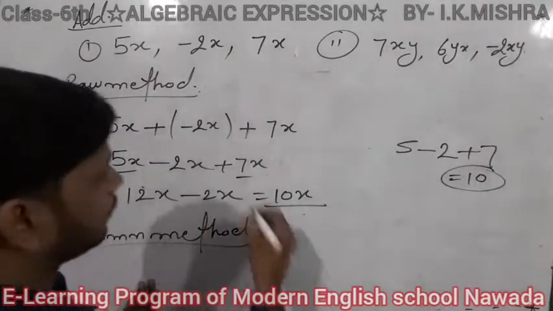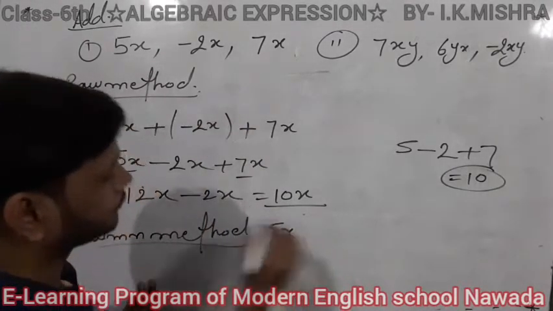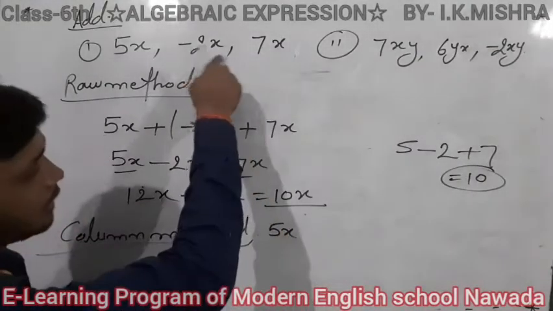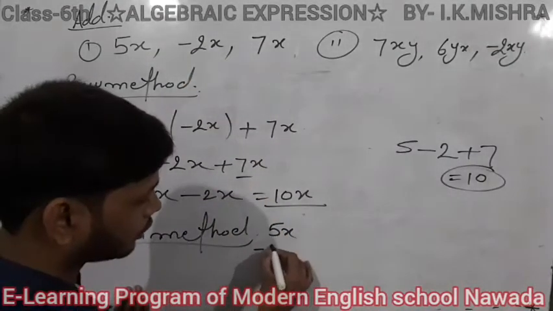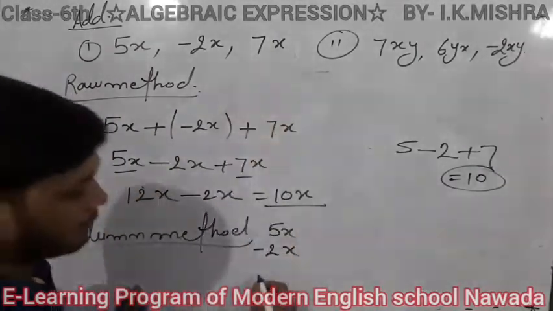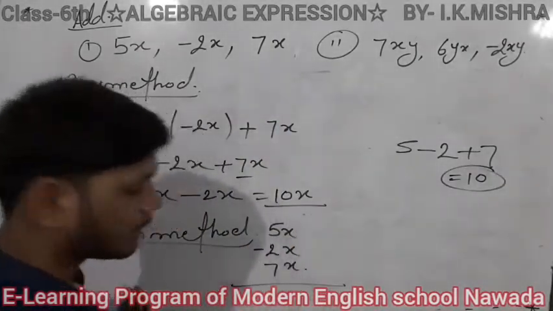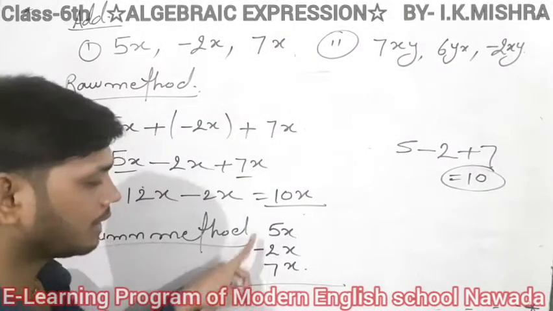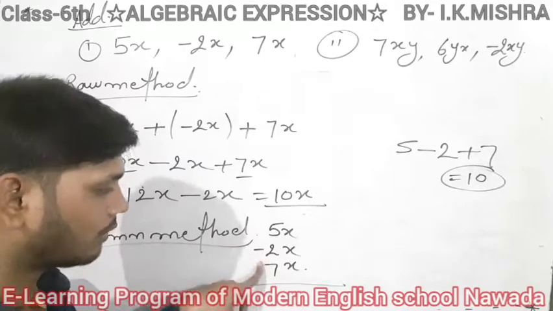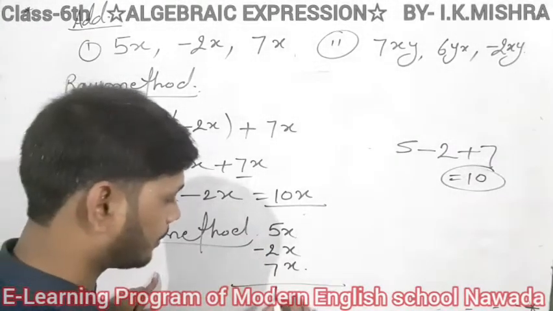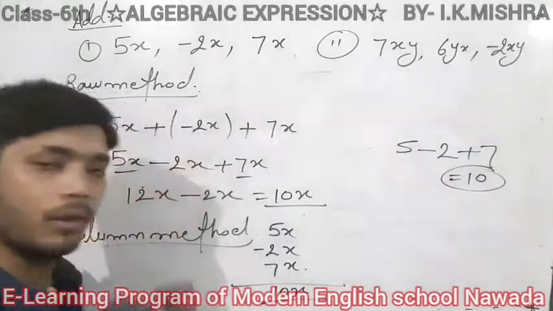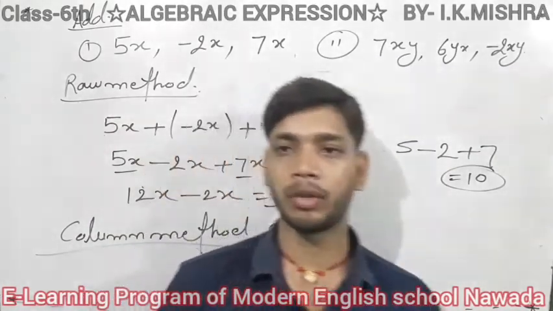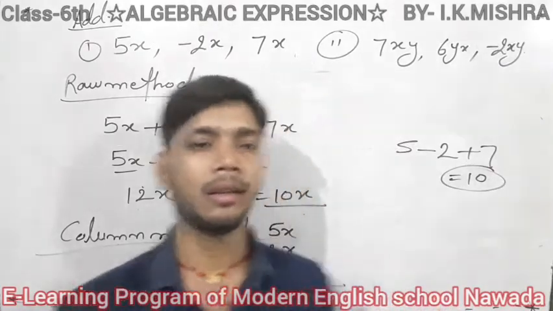Here first write 5x and then write below it minus 2x. That means here minus 2x and then 7x. And students, here you have to add, that means these are plus and these are plus, that means 10. Here 12 and 12 minus 2, that means 10x. When you add any method of the algebraic expression, the answer will always be equal.